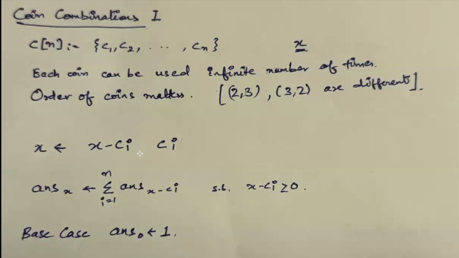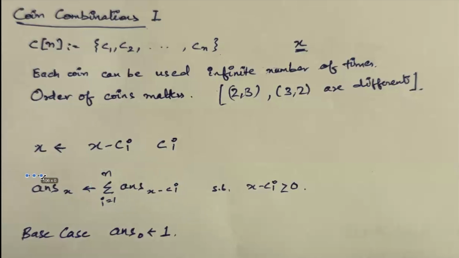Now building upon the logic which we have so far used for the previous two problems, this problem isn't necessarily any different. If you know how to get x minus ci, you can just add ci to it and you will have the sum x, right? So this basic idea is all you need to solve this problem.